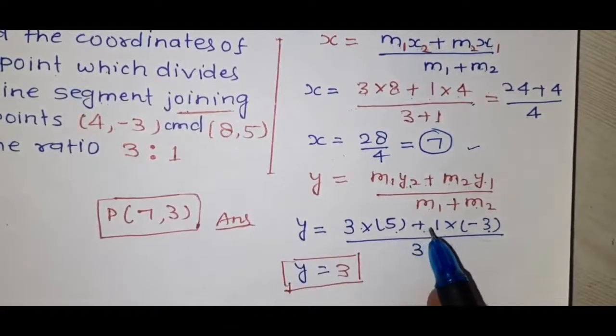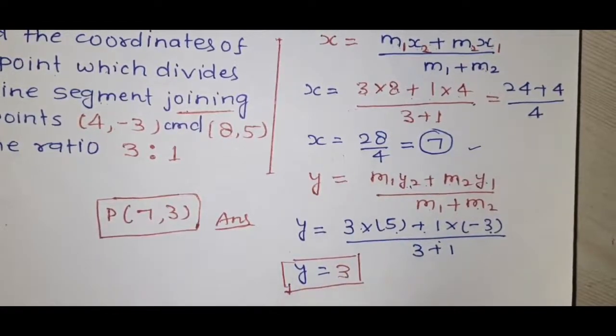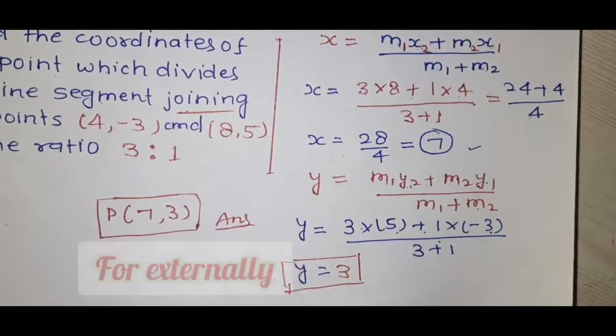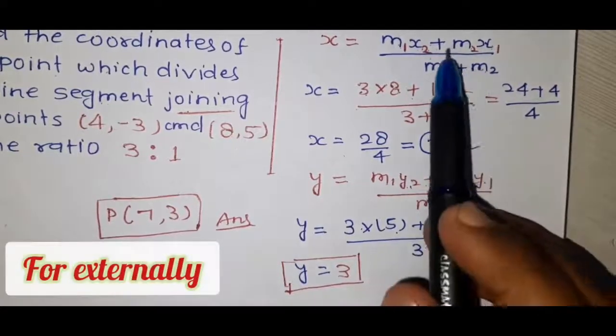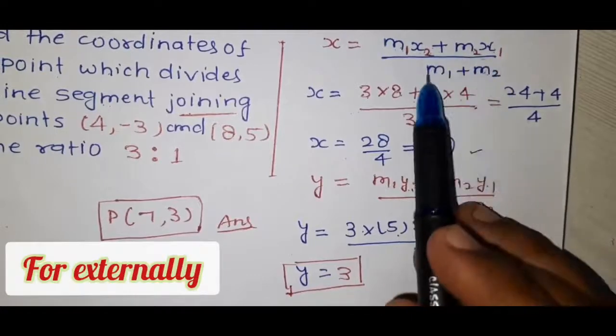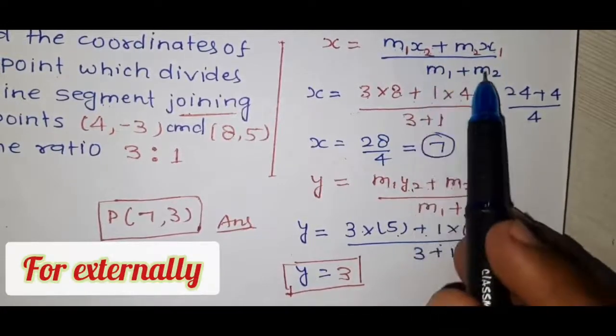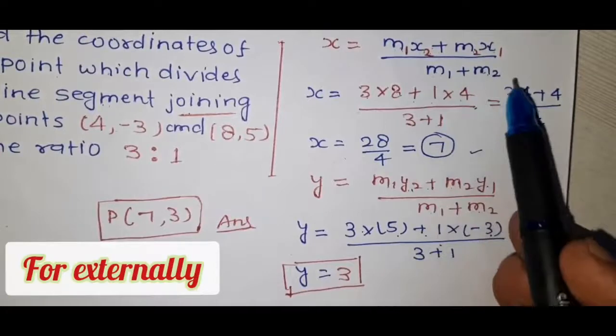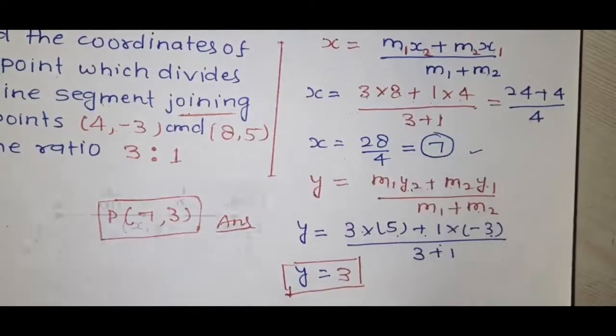And in addition, if you want to know what we do when the condition is given for external division, it's very simple. You just have to put a negative or minus sign here, and the difference of the ratios, the greater value minus the smaller value, will be there. So that is additional knowledge.